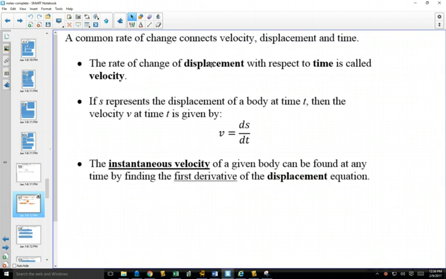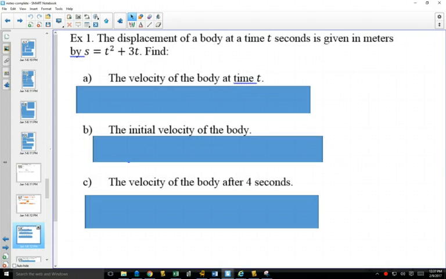The instantaneous velocity: if you want to find out how fast a vehicle's traveling and you've got a graph of its distance, if you find the derivative at a certain point, you will find the exact velocity that that vehicle was traveling at that point. So here's our first example. We've got displacement of a body at t seconds given in meters by this.